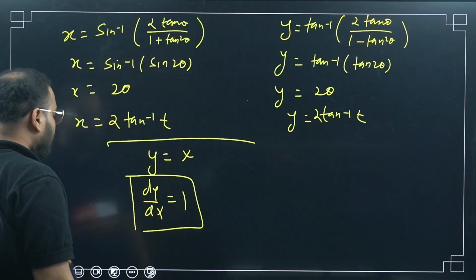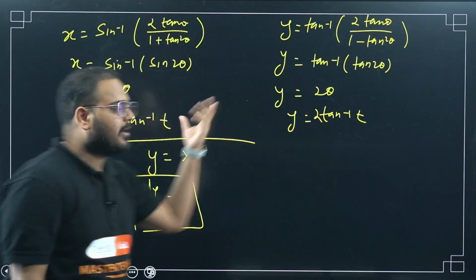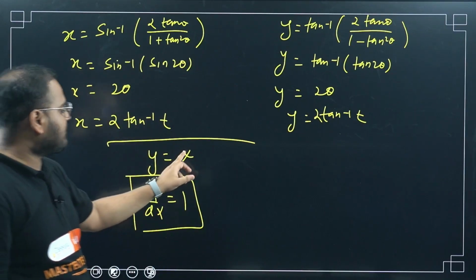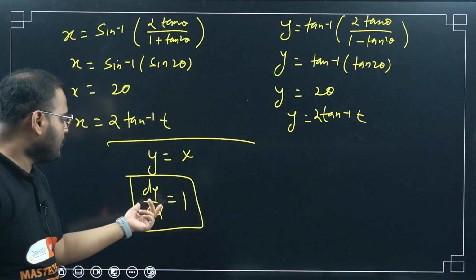How? Because y equals x, right? 2 tan inverse t and 2 tan inverse t. So y equals x means what? Take the derivative. dy by dx on the left hand side, x derivative is 1. So dy by dx equals 1. Slope is equal to 1.